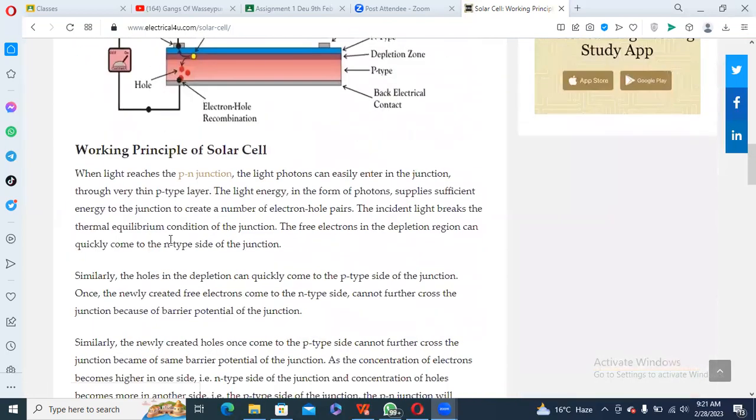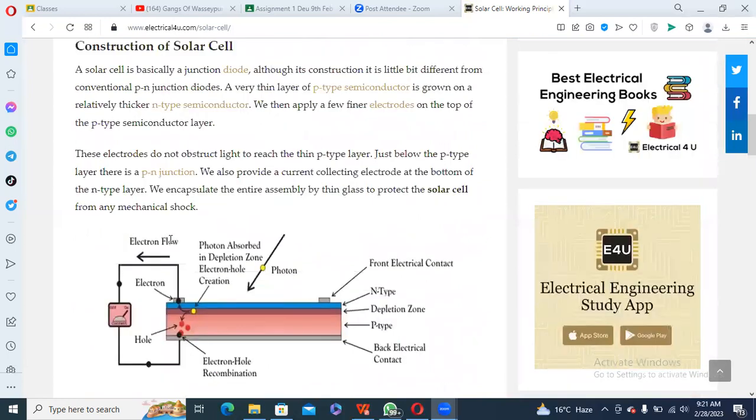So we have to discuss the construction of a solar cell. A solar cell is basically a junction diode, although its construction is a little bit different from conventional PN junction diodes. A very thin layer of p-type semiconductor is grown on a relatively thicker n-type semiconductor. We then apply a few finer electrodes on top of the p-type semiconductor layer. These electrodes do not obstruct light from reaching the thin p-type layer.